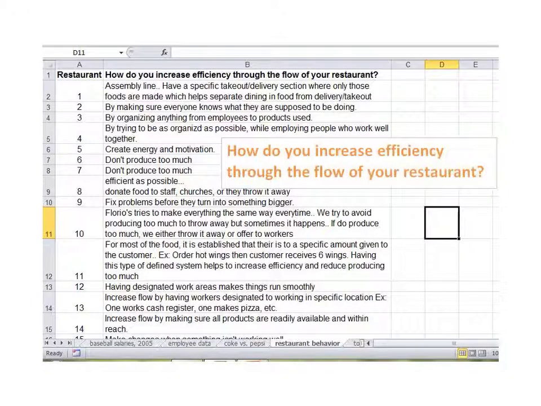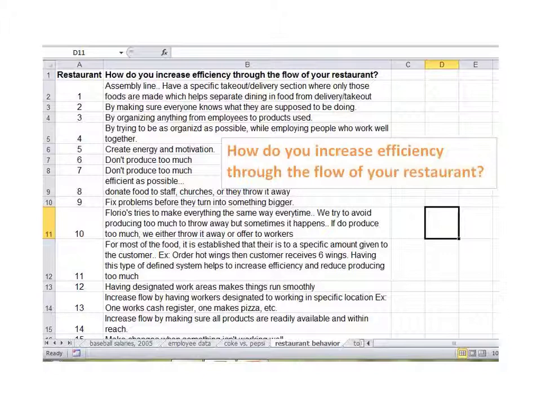I gave you a data set on some interviews that took place at restaurants. And one of the questions was, how do you increase efficiency in your restaurant? So you have a long list of responses. I think there are about 30. Read them over and over.